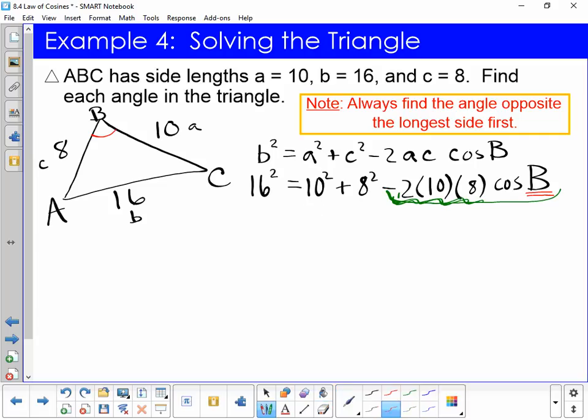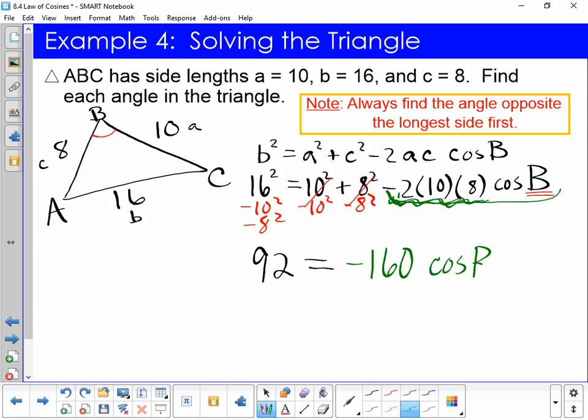So what I would do is subtract the 10 squared, subtract the 8 squared, and you could calculate those values separately and then subtract those numbers, but I just usually subtract it with that squared symbol because it's faster usually. So 16 squared minus 10 squared minus 8 squared is equal to 92. And now I can figure out this coefficient here for my cosine. Negative 2 times 10 times 8 is negative 160, and that's the coefficient of that cosine B.